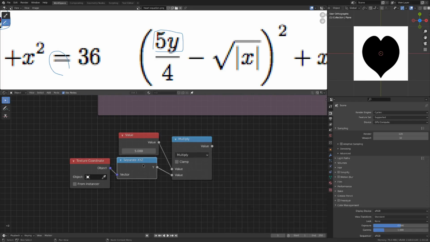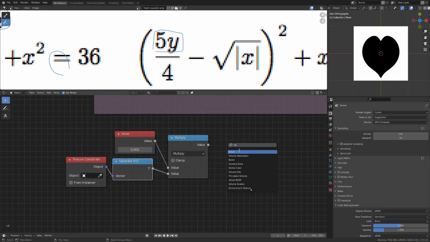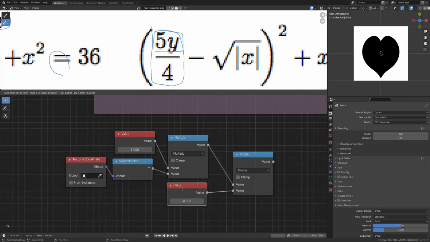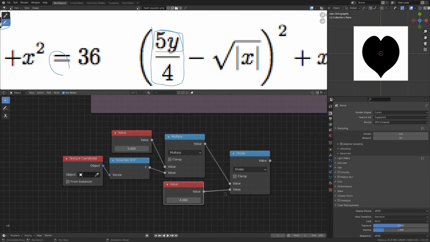So we just multiply that, and we're going to make another value node, set it to 4, and we need to make them in a fraction. So we are going to use math divide and connect this 4 to the second socket of the divide, and this one is going to be the first socket. And we just made this 5y over 4.